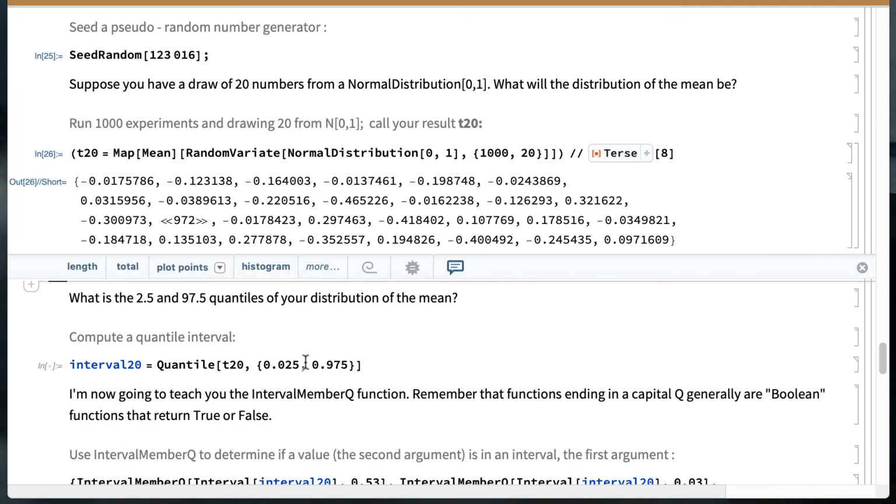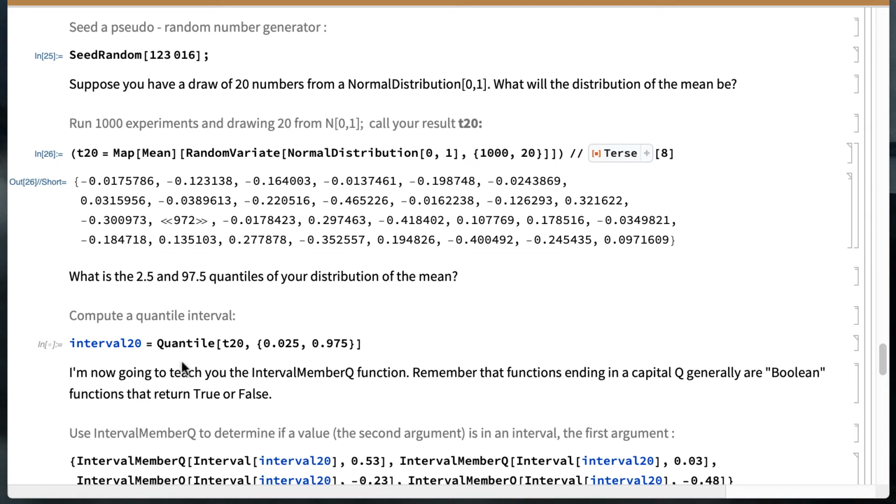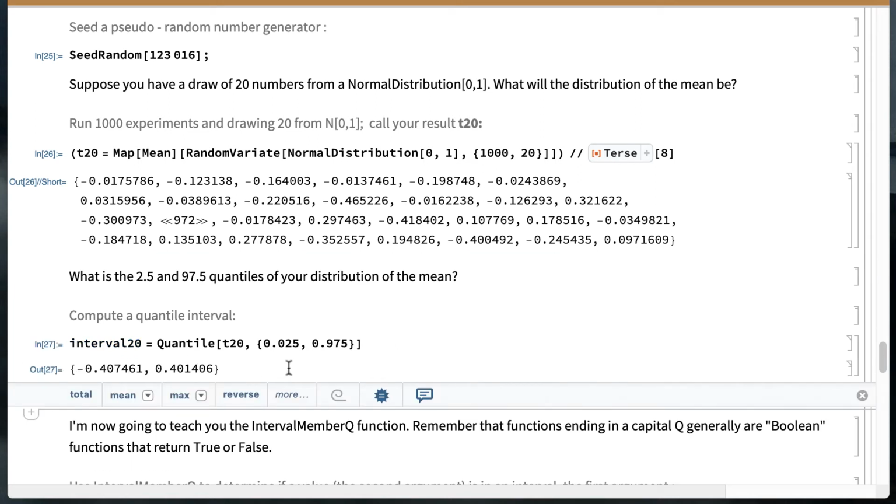Okay, now let's figure out at what value 2.5% of these means lie below it, and at what number 97.5% of the numbers lie below it. So we're basically in between these two values. 95% of the numbers lie in between these two values. So what we've seen is that in our little sample, 95% of the numbers lie between negative 0.407 and positive 0.401.